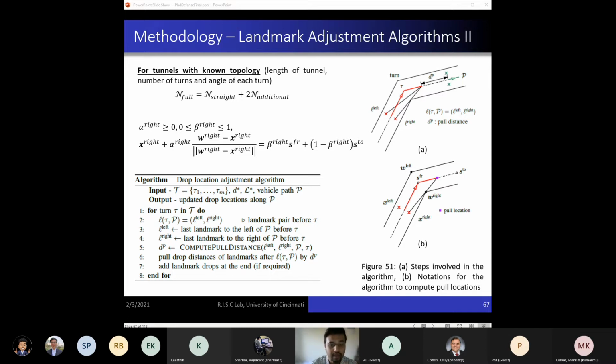So we pull the drop location back to a point where we will lose the line of sight immediately after the turn, as shown in figure 51B. We repeat these steps for the entire trajectory. This is what the drop location adjustment algorithm is doing.